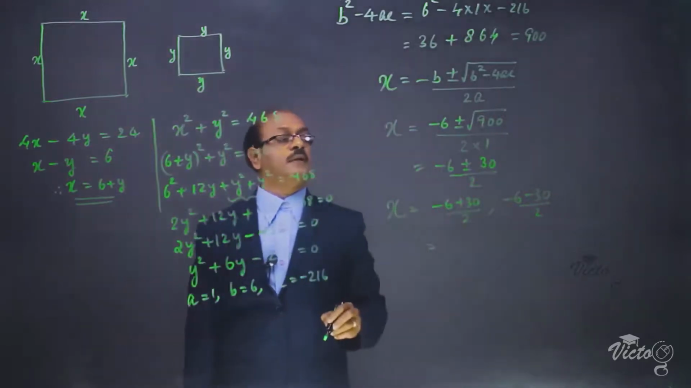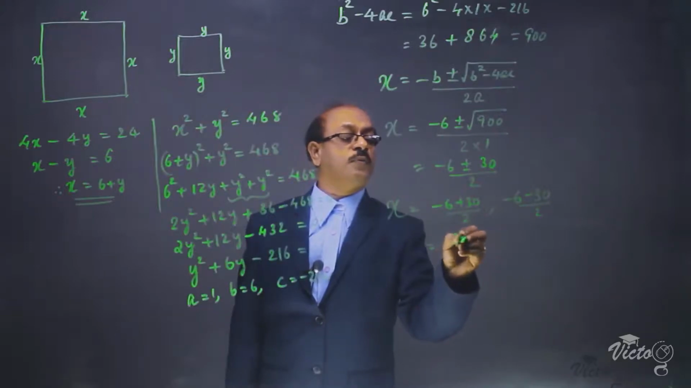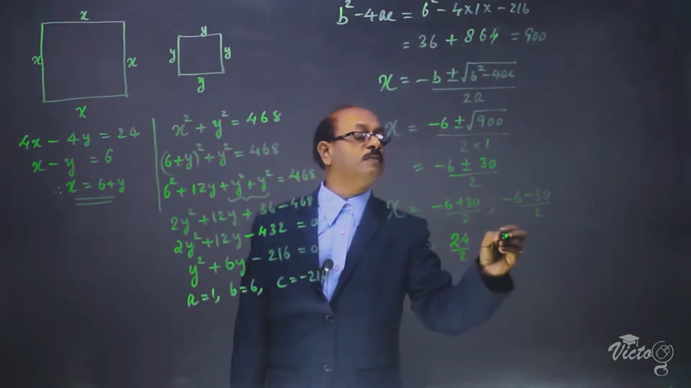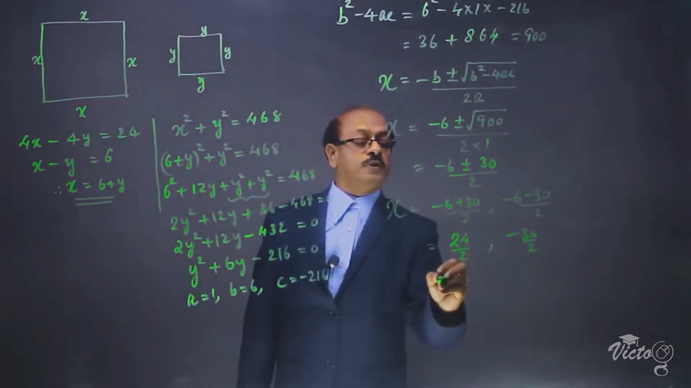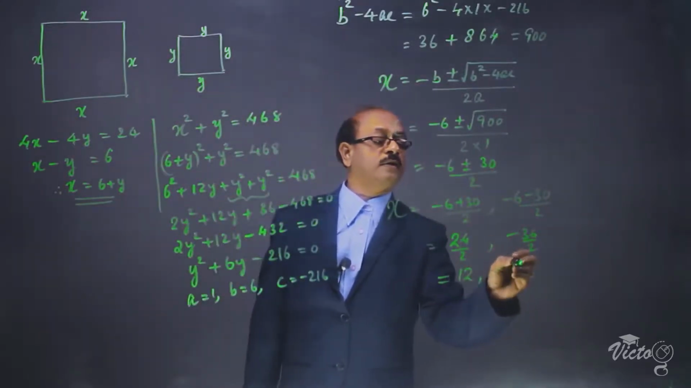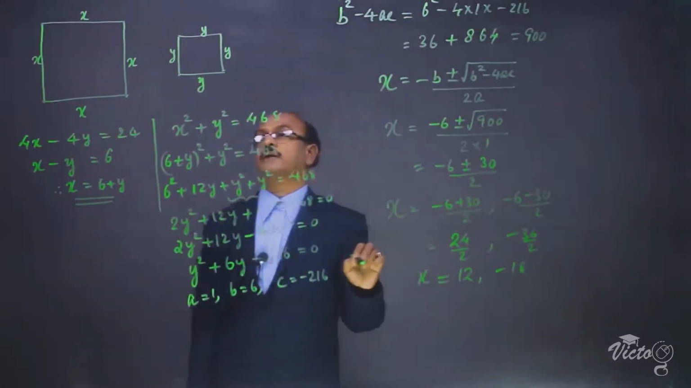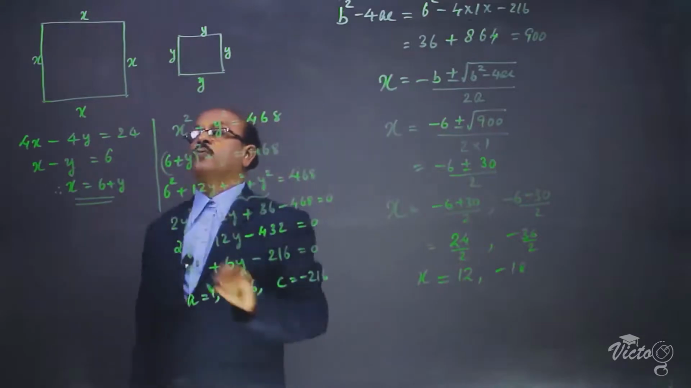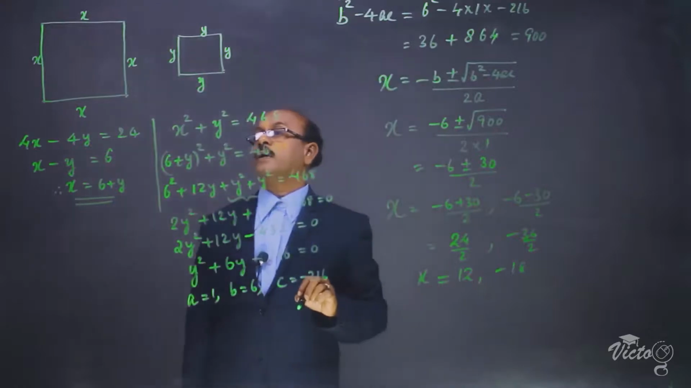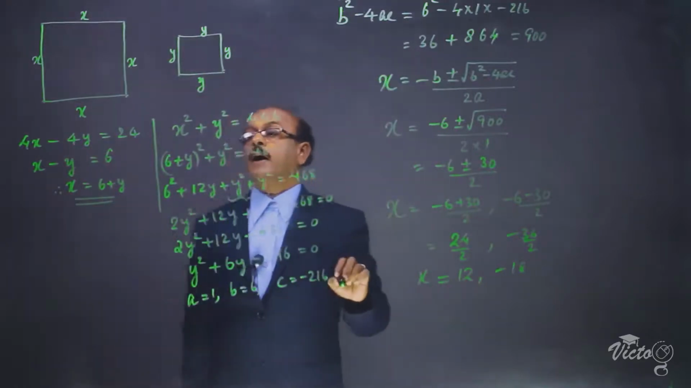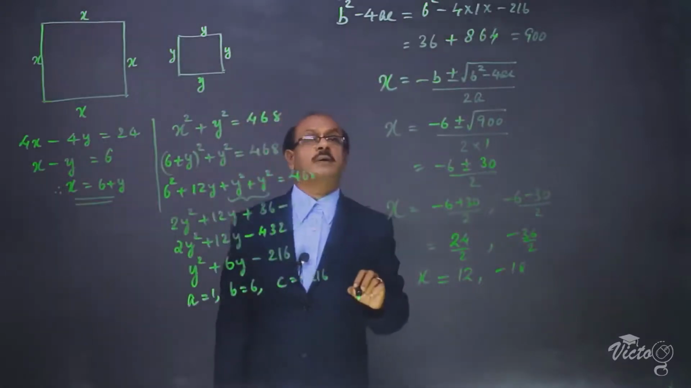Minus 6 plus 30 is equal to 24. 24 by 2, and here it is minus 36 by 2. 24 by 2 is equal to 12 and here it is minus 18. Here also we are getting two values, but we assumed x as the length of one side of the larger square and y as the length of one side of the smaller square.